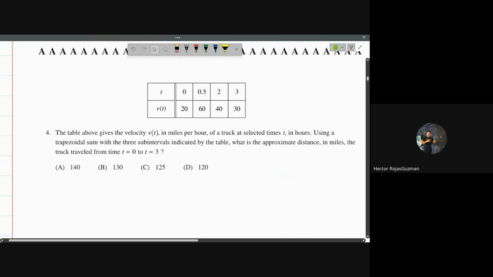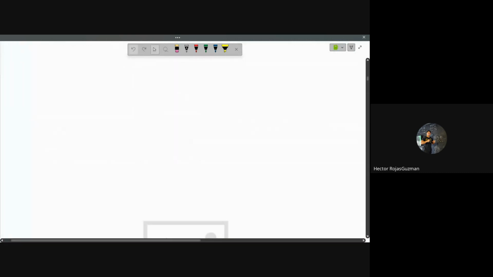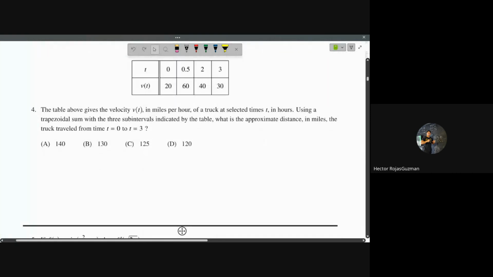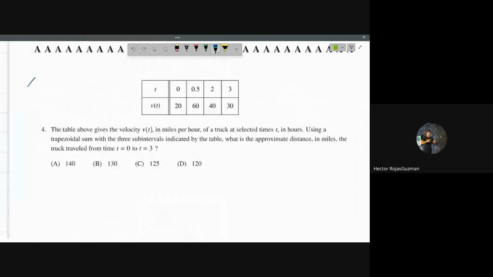Okay, question 4. So we have a table that gives the velocity in miles per hour. T is times in hours. Using a trapezoidal sum with 3 subintervals indicated by the table, what is the approximate distance in miles the truck traveled from 0 to 3? Okay, using the trapezoidal rule, even if you could forget the technical formula for a trapezoidal rule, remember that a trapezoid, nope, what the heck?